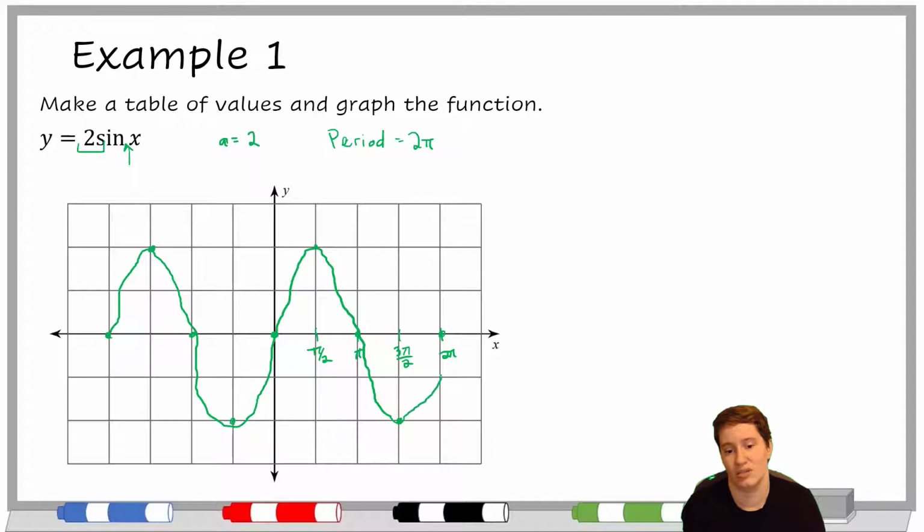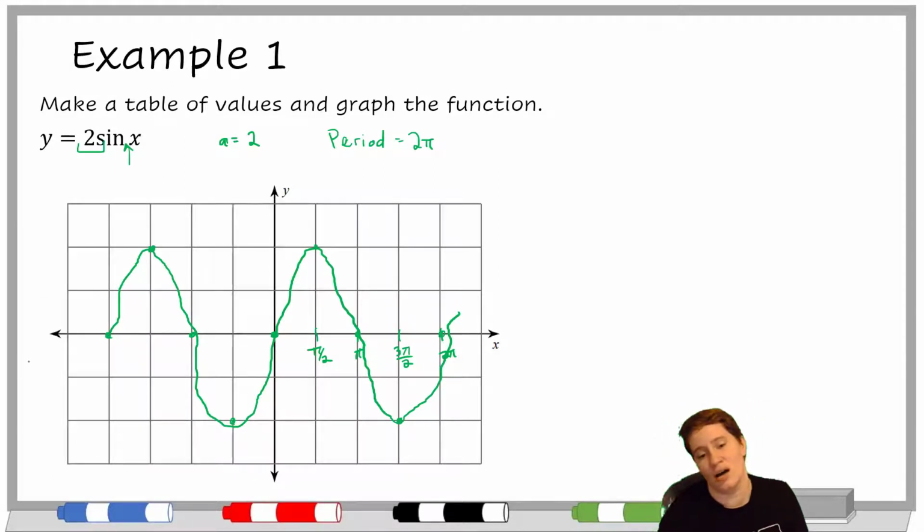Hopefully your sine curve looks at least as good as mine. But that's the idea. That's what that 2 is changing.